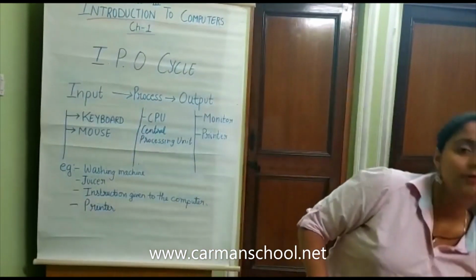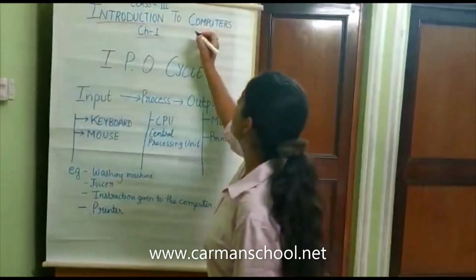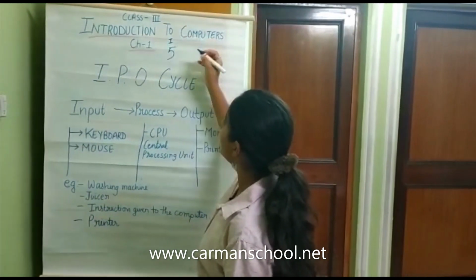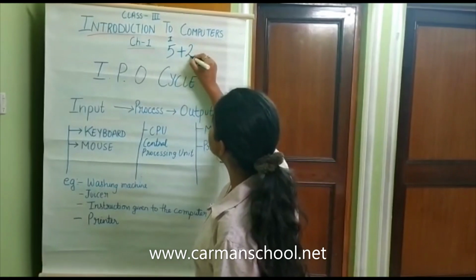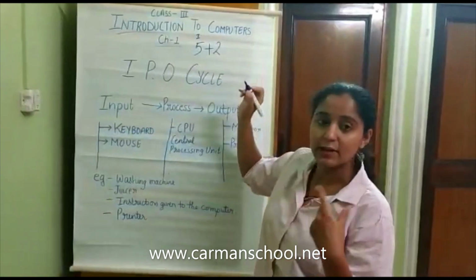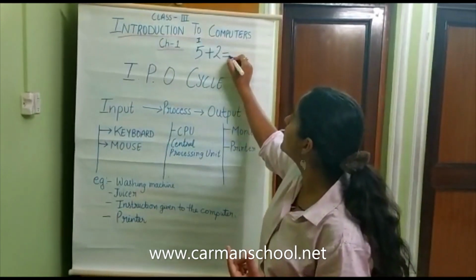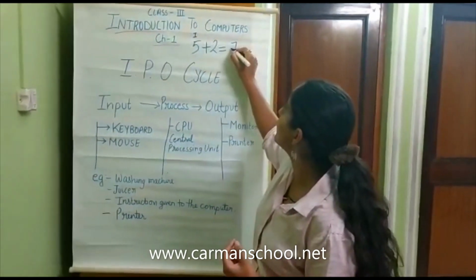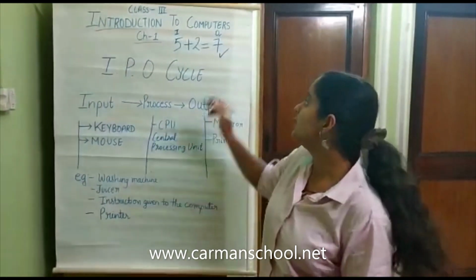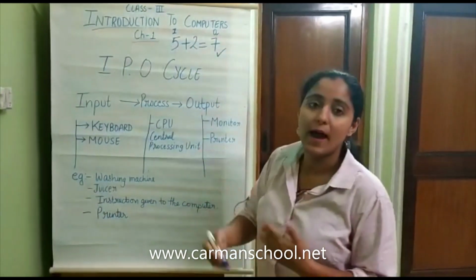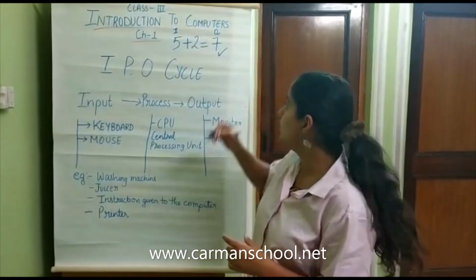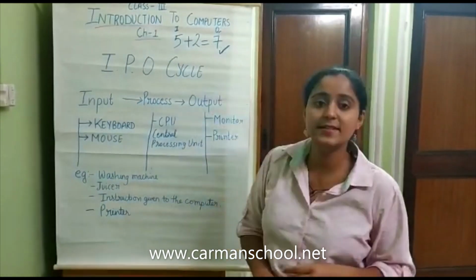See children, let me give you one more example. Suppose you have done the calculation 5 plus 2. 5 is your what? Input. 5 plus 2, this is your input. You have given this input in your calculator. Now your calculator is doing the processing, and what is the final result? It is 7. This is your output. 7 is what? Your output. So this is the input, 5 plus 2. Calculation is done in the calculator, and the output, the final result, is 7.